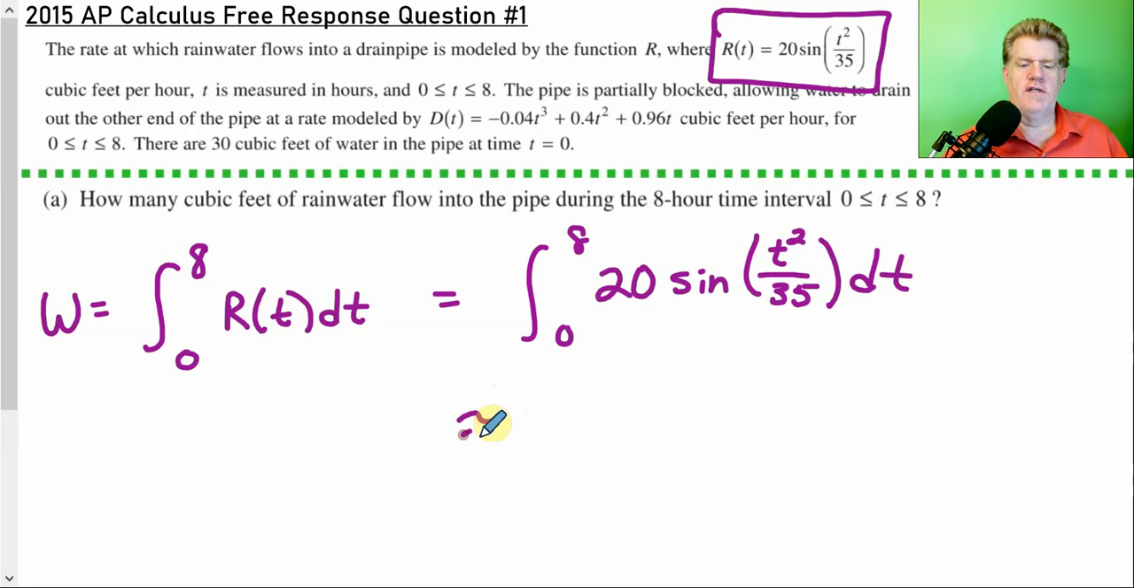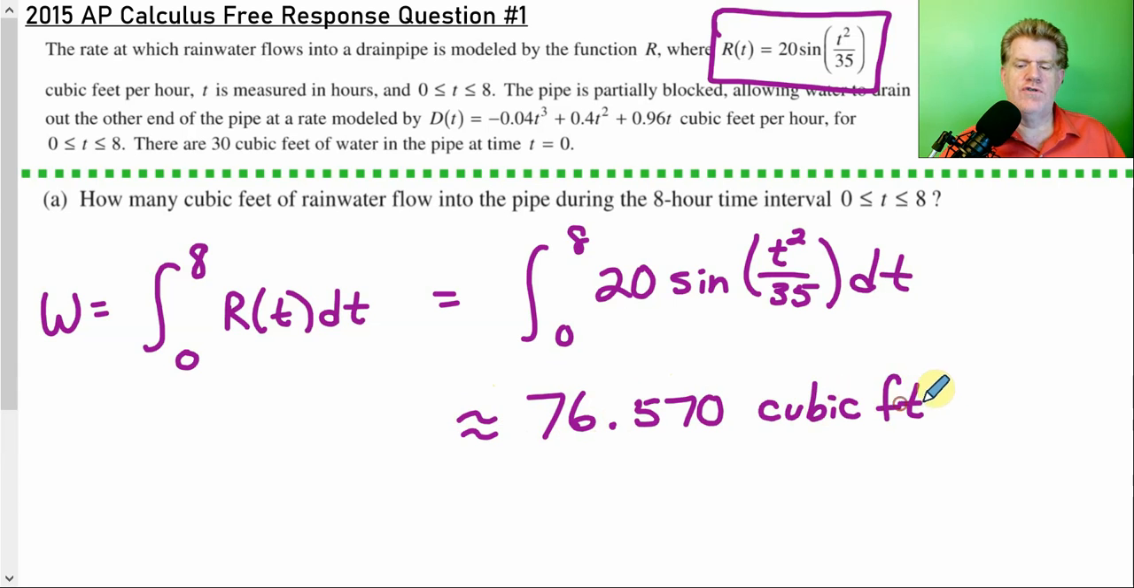But when you calculate it, and you calculate just 3 decimal places, you get the fact that there are 76.570 cubic feet of water entering the drain pipe. Okay? Now this 30 is irrelevant right now. It means it started with 30. In the 8 hours, 76 got added in, but there's also some that got taken out. So right now we're only wondering how much went in. And there it is, 76.570.